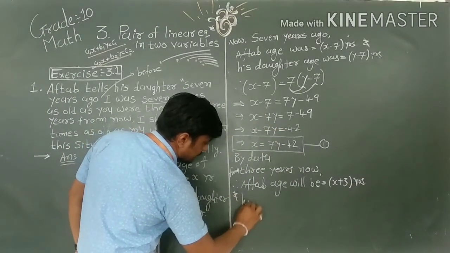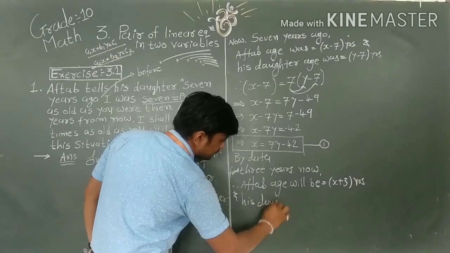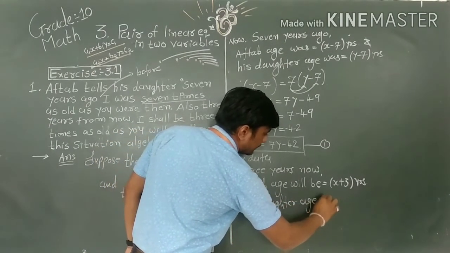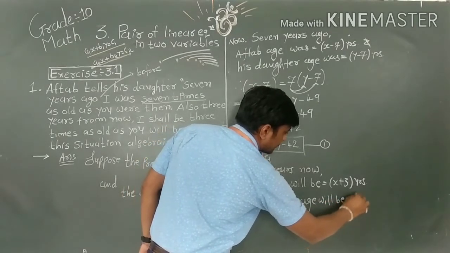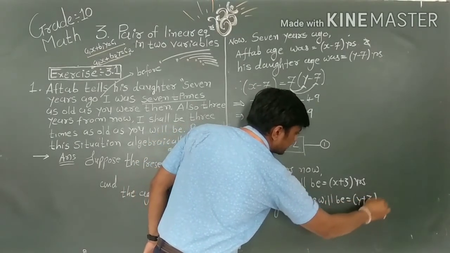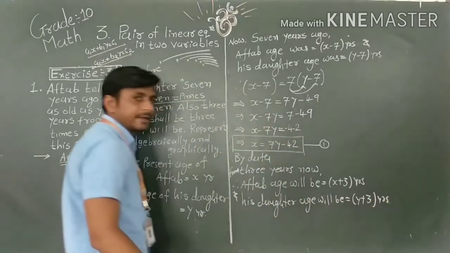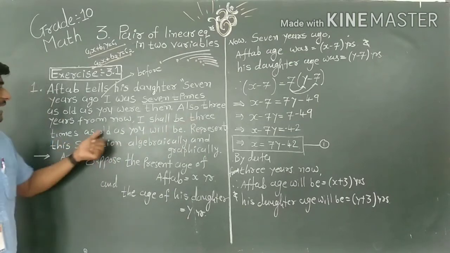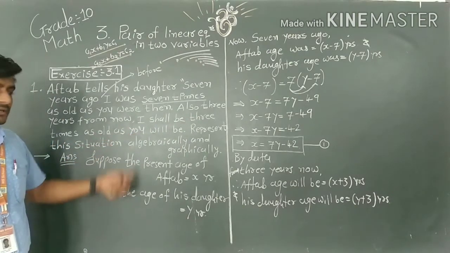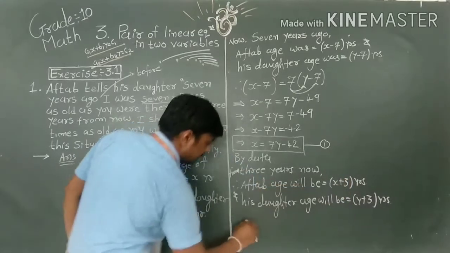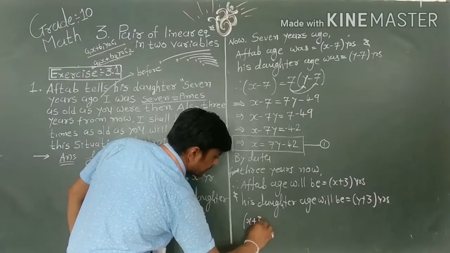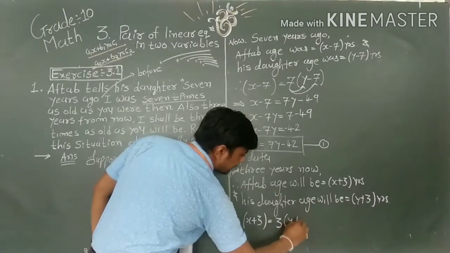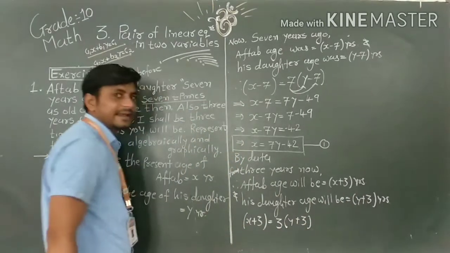Similarly, his daughter's age will be y plus 3 years. Now apply the condition: I shall be 3 times as old as you. That means x plus 3 is 3 times his daughter's age, y plus 3. This is our second equation.